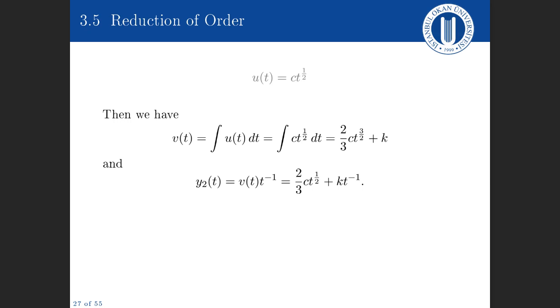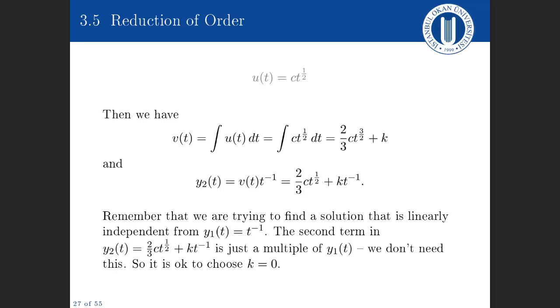We can simplify this a little bit before we finish. To properly finish this problem, we should simplify this. The first thing to remember is that we're trying to find a solution which is linearly independent from y1. And our second term, that's k t to the power minus 1, is just a multiple of y1. We don't need this. How can we get rid of this? We could just choose k is equal to 0.